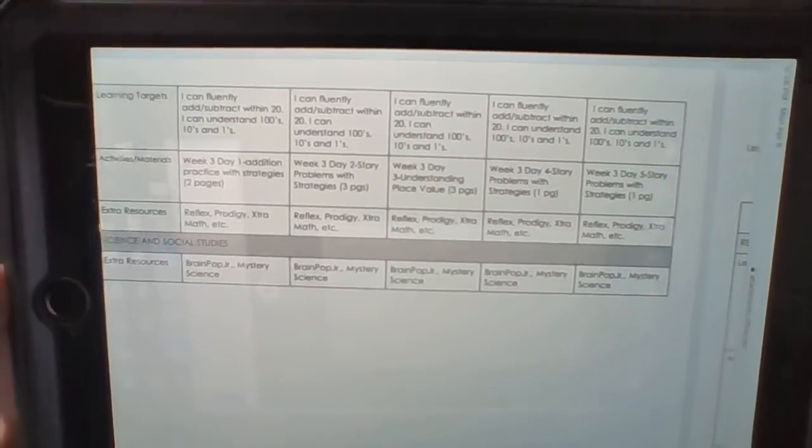All right, so for math, our learning targets are going to be the same all week as well. And they are fluently adding and subtracting within 20. And also I can understand hundreds, tens, and ones. All right, so let's get started on the worksheets.